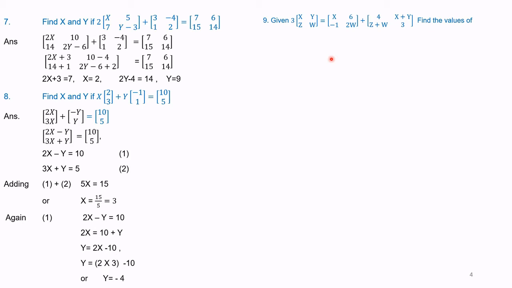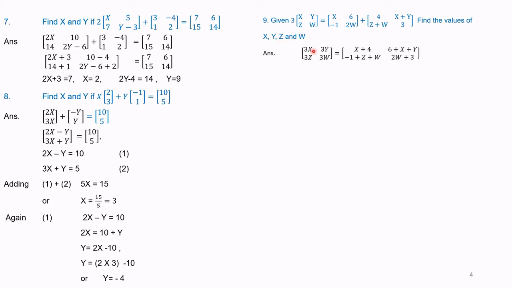Given 3 times the matrix [x y; z w] is equal to the matrix [x 6; -1 2w] plus the matrix [4 x+y; z+w 3], we have to find the values of x, y, z and w. With this given matrix equation, we have to find the values of the four unknown elements x, y, z and w.